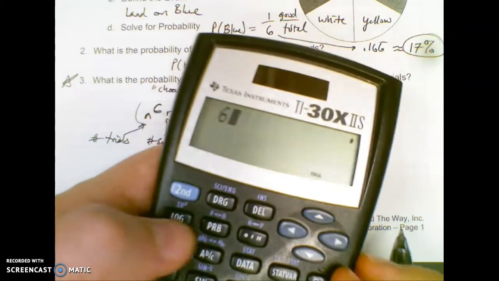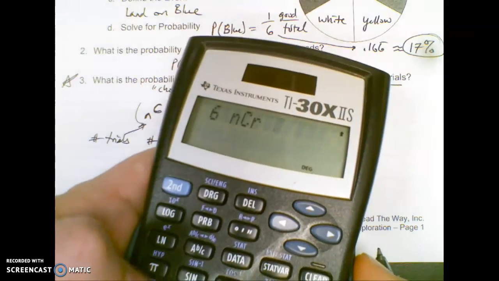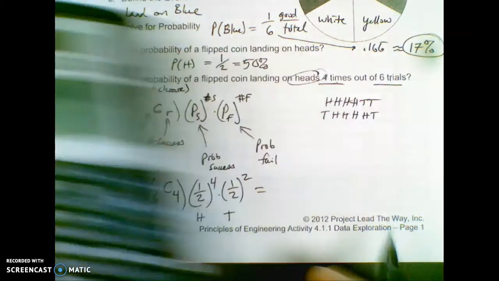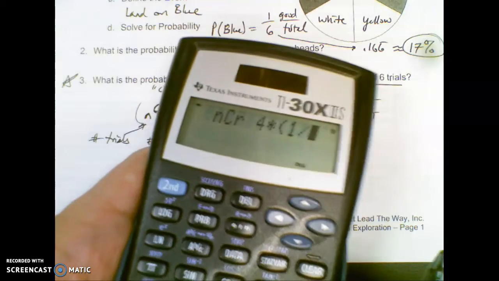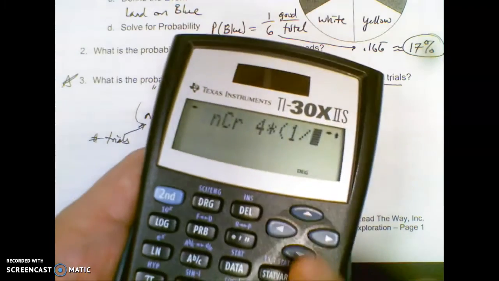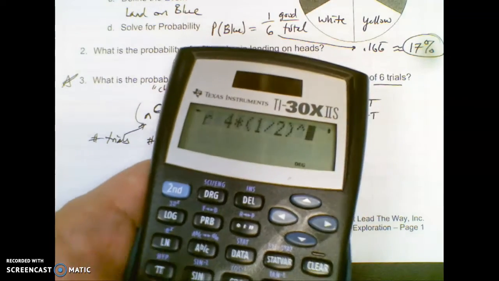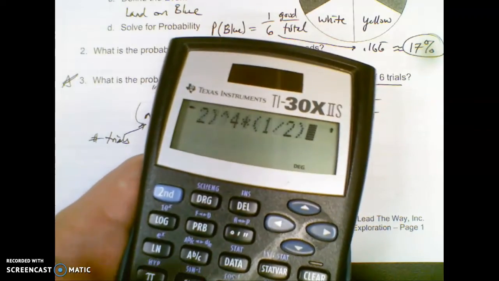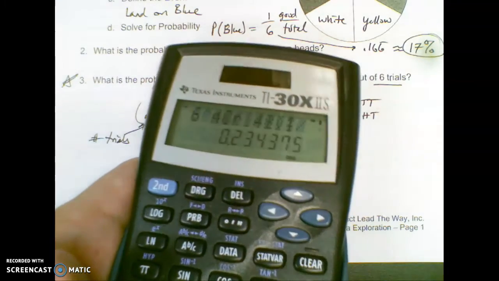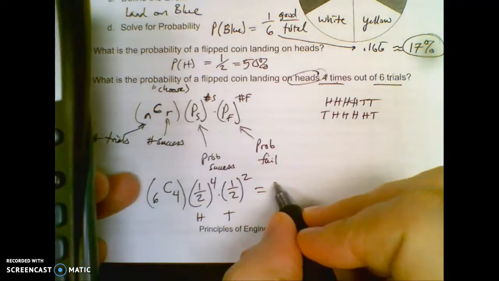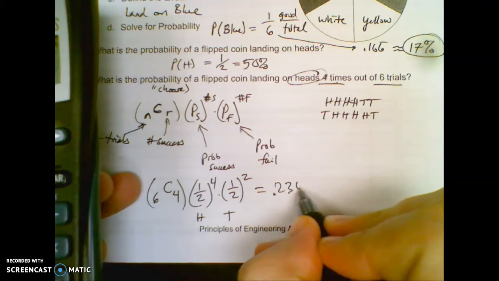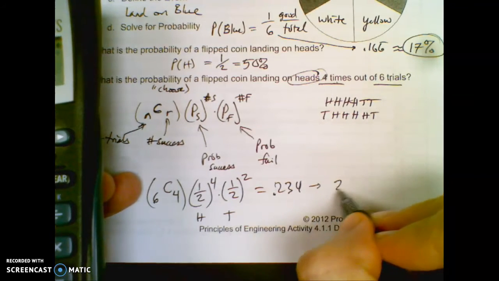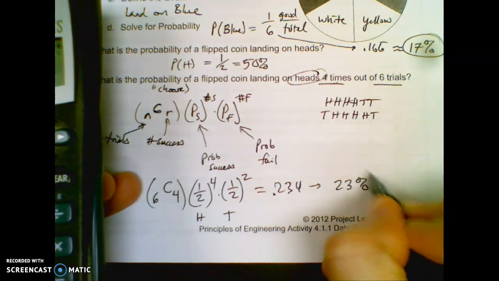So 6 choose 4 times (1/2)^4 times (1/2)^2. Boom. It's 0.234 chance, which is really about a 23% chance.